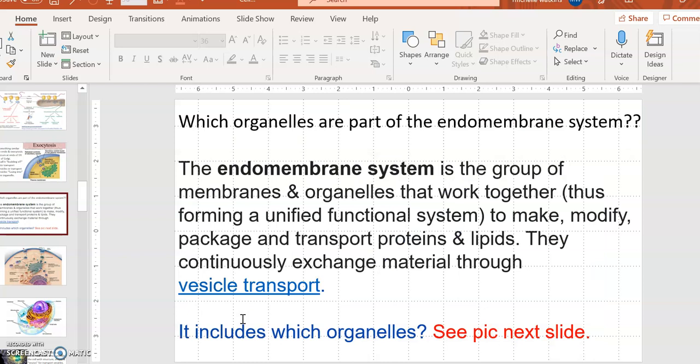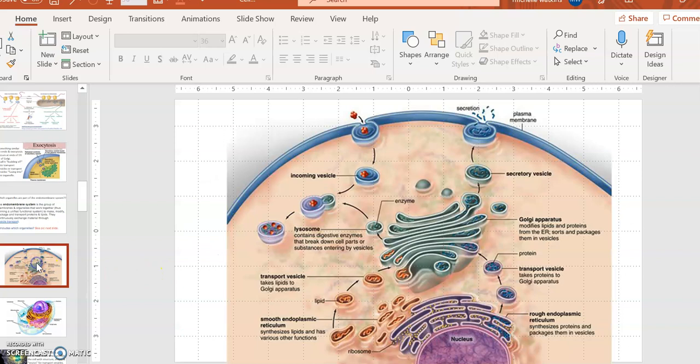Okay, here's our next question. Which organelles are part of the endomembrane system? So let's define this. The endomembrane system is the group of membranes and organelles that work together, and in that way they're a unified functional system. They work together to do what? To make, to modify, to package, to transport proteins in the rough ER, lipids in the smooth ER. They continuously exchange material through vesicle transport, as we've been talking about. So here's a good visual image of the endomembrane system.